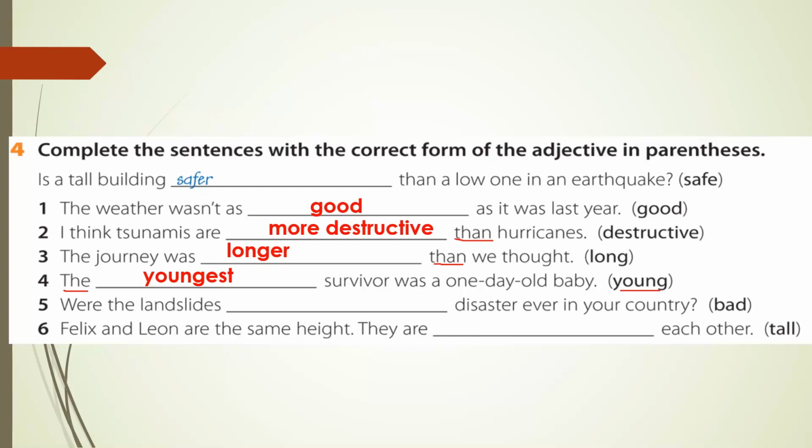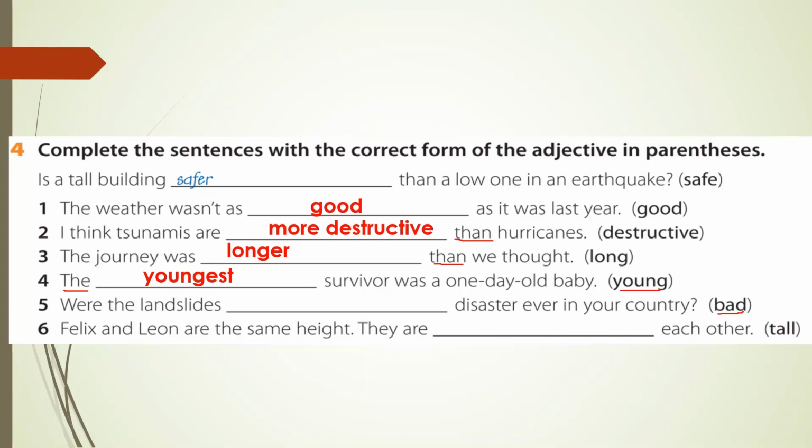All right. Number 5, were the landslides disaster ever in your country? Here I have the word bad, right? So bad is one of those irregular adjectives. Remember, we have regular and irregular adjectives. The regular form we have to write in a different way.